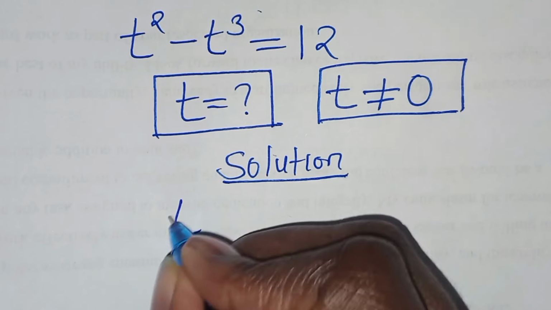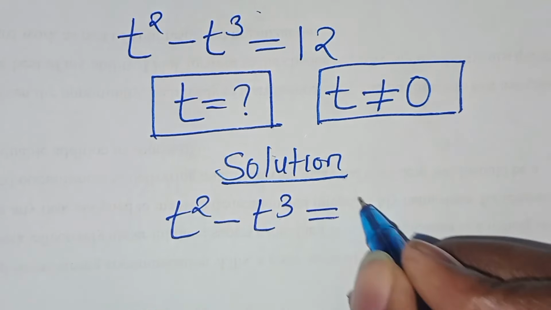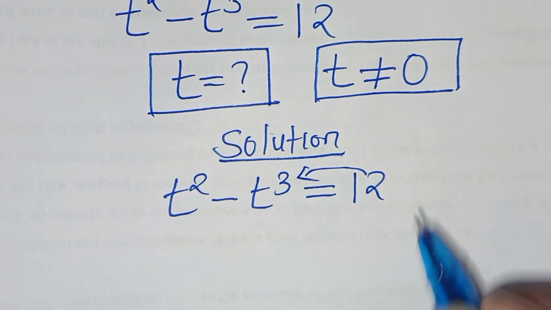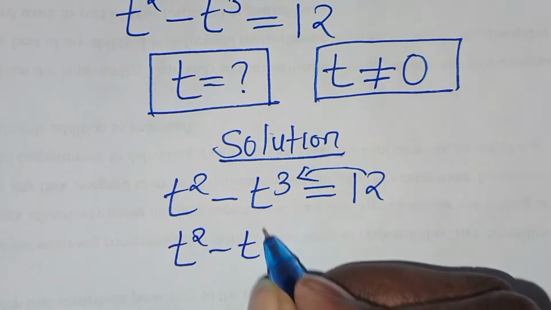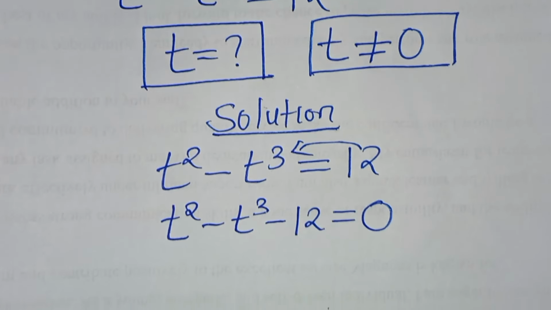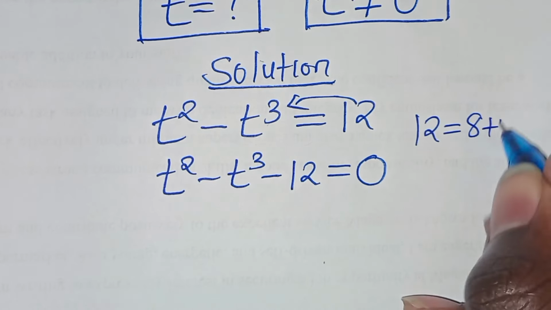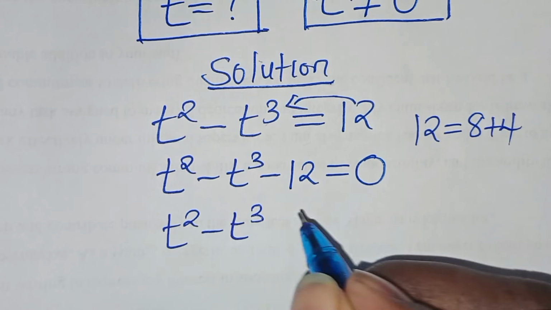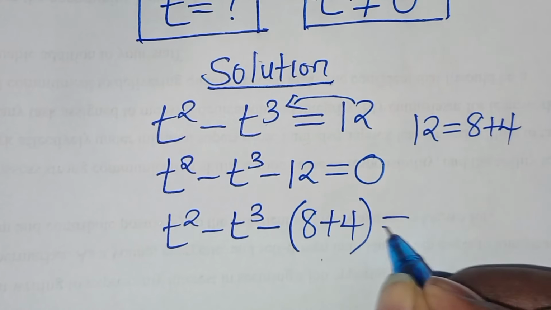We have t to the power of 2 minus t to the power of 3 equals 12. The first step from here is to take 12 to the left hand side, so that we have t to the power of 2 minus t to the power of 3 minus 12 equals 0. So we can express 12 basically as 8 plus 4. So we have t to the power of 2 minus t to the power of 3, subtract 8 plus 4, equals 0.